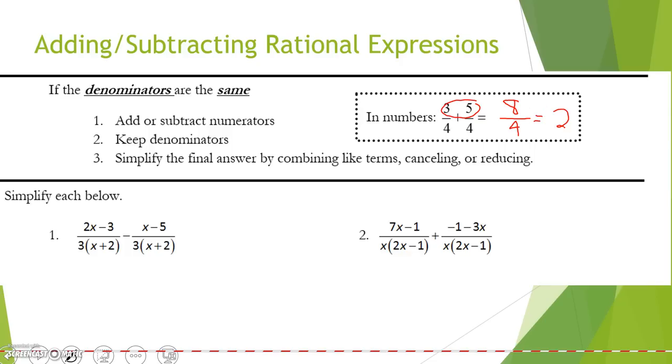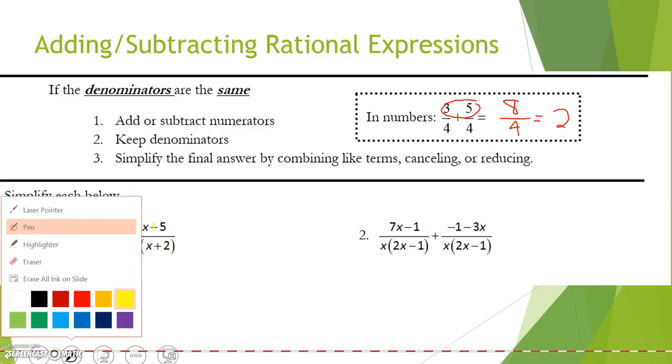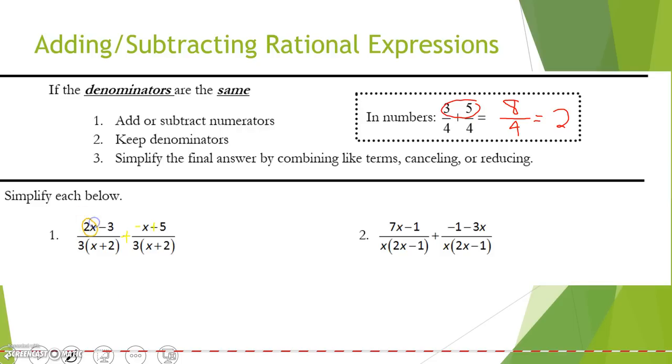We're going to do the same kind of thing, but with letters. So number 1, it has the same denominator. Now before I subtract these, I need to add the negative. So I'm going to make that a plus, and I'm going to make that a negative, and that a plus 5. Now I'm going to combine like terms. So 2x can combine with negative x, and that gets me x. Negative 3 can combine with positive 5, and that gets me 2.